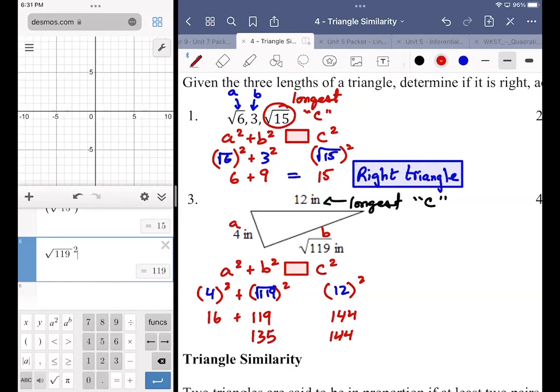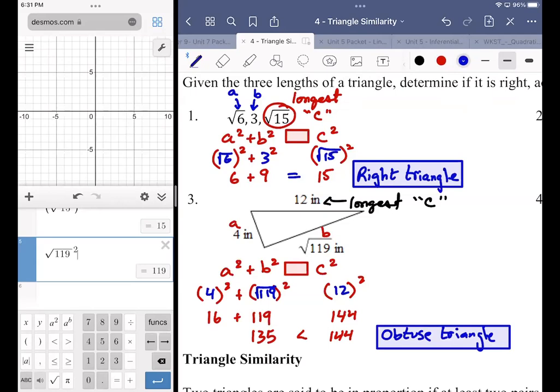All right. So 135 is less than 144. So this one would be obtuse. You're being obtuse, right? So that's an obtuse triangle.